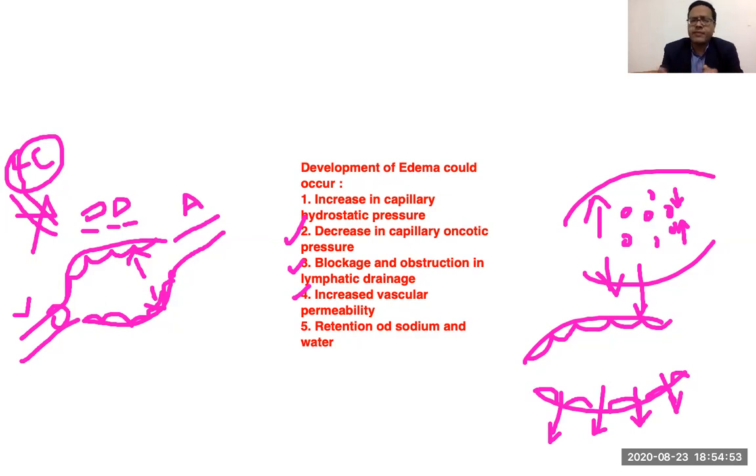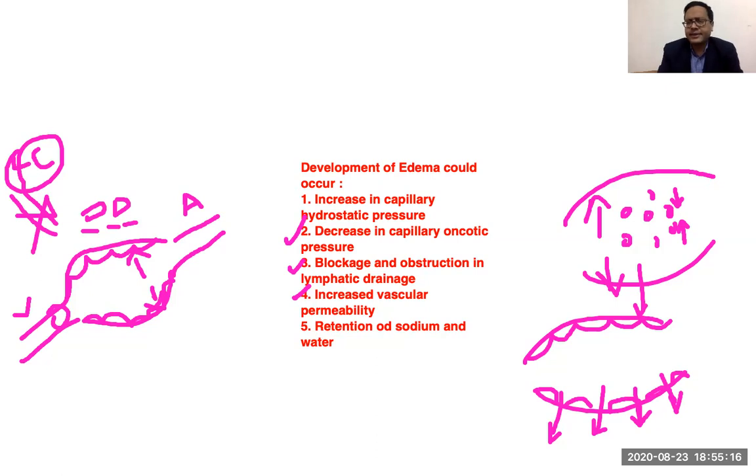And fourthly, in renal failure, usually we see retention of sodium and water. Retention of sodium and water, typically seen in renal failure, could cause the development of edema. And that also plays a role in the development of edema in conditions like nephrotic syndrome. So these are the 5 mechanisms through which the edema could occur.